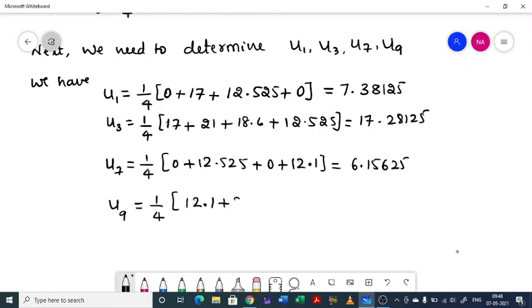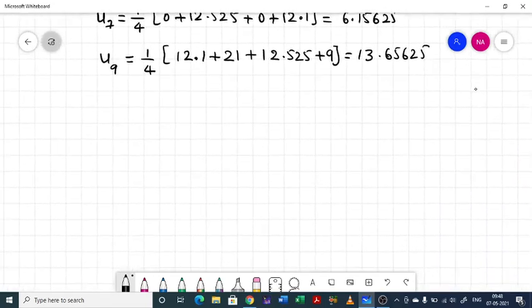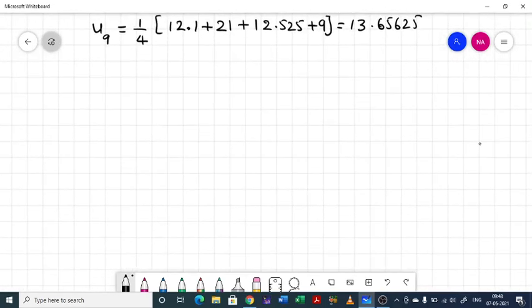And U9, so 1 by 4 times of 12.1 plus 21 plus 12.525 plus 9. So it will be 13.65625. So we got U1, U3, U7, U9 using diagonal formula. So this was achieved by using diagonal formula.